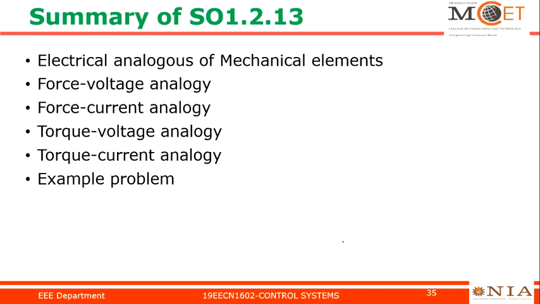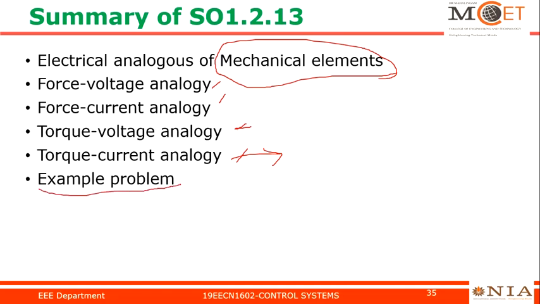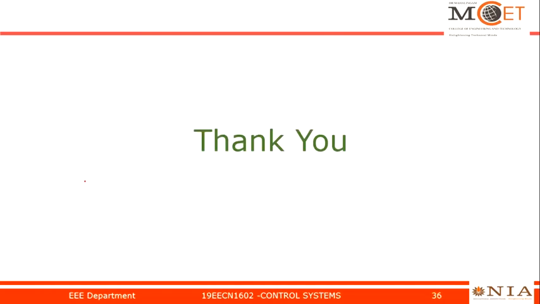So summarizing with this lecture, we have seen the mechanical elements into electrical analogies, all the three different elements, and the force voltage, force current for translational, torque voltage, torque current for rotational. The torque voltage is introduced, torque current I asked you to do as a self study. That is similar to force current, only the notations were different. Finally, the example problem we have completed. Thank you. See you in the next lecture.